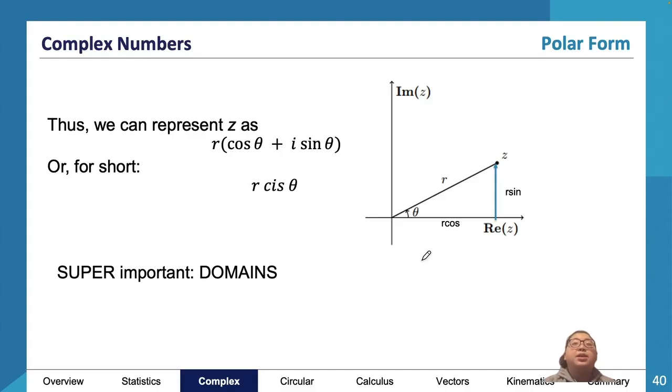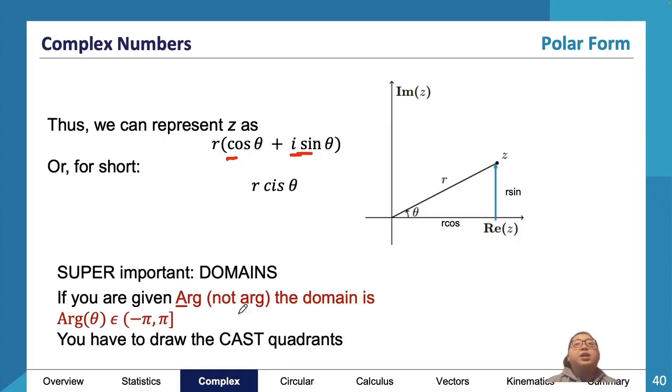So what we can represent z as is r cos theta plus i sin theta, or in short, cis, right? So C, I, S. And super important that you must remember the domain of these: capital Arg is going to be between negative pi to pi. Remember, it goes to negative pi but does not include negative pi, but it includes pi. So that's one thing you have to remember in terms of finding solutions.